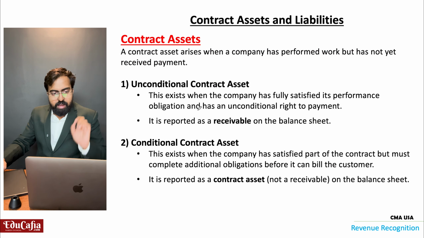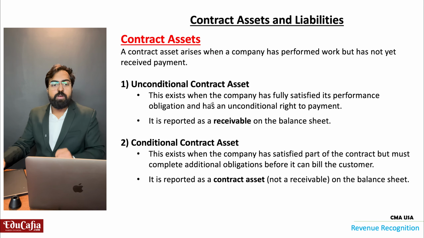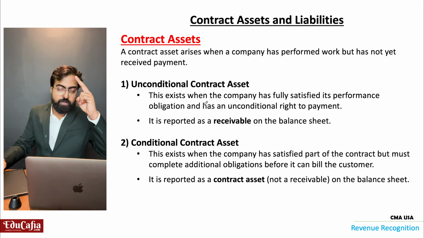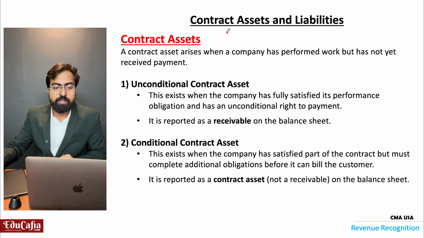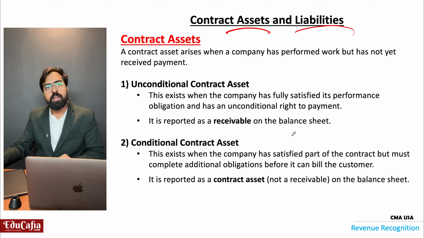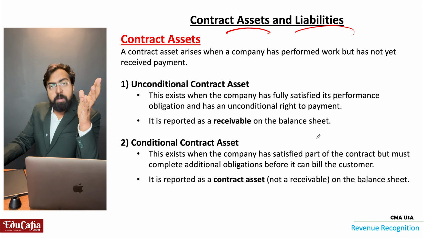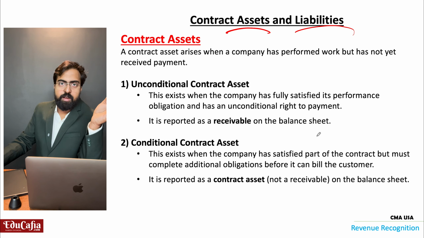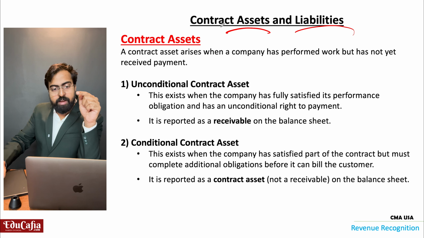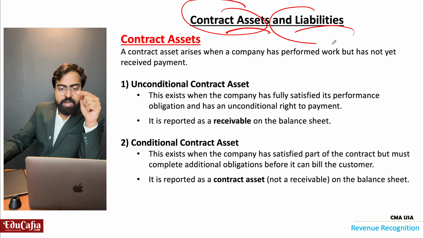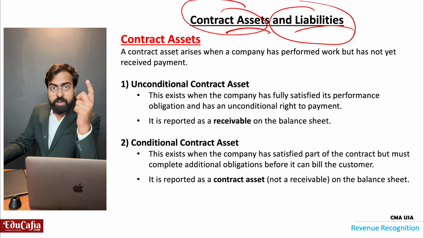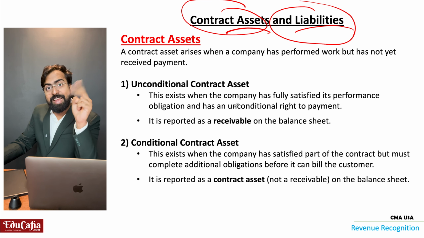There are two types, contract asset and contract liability. I mean, when it is not recognized as revenue but we got the payment, then we call that a contract asset or a contract liability. There are two terms: one is contract asset, one is contract liability.